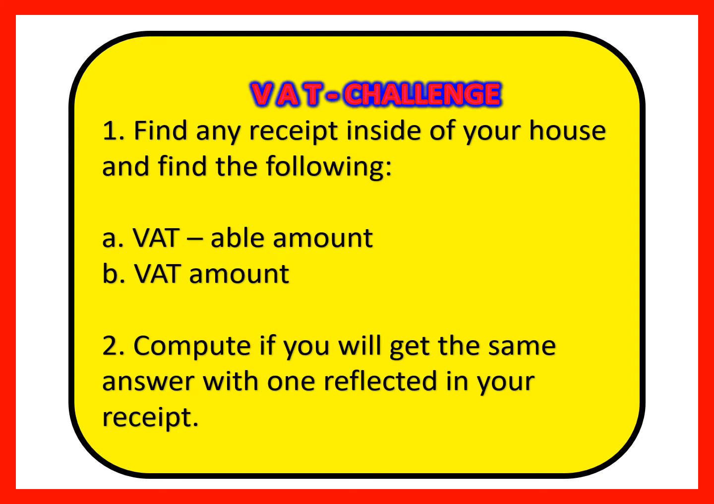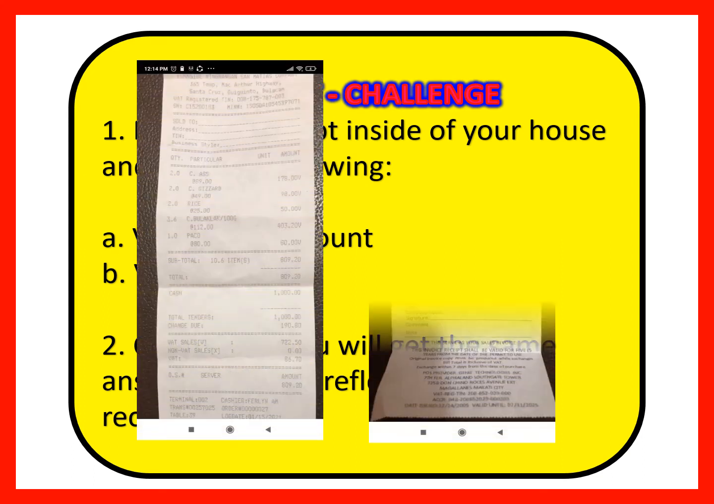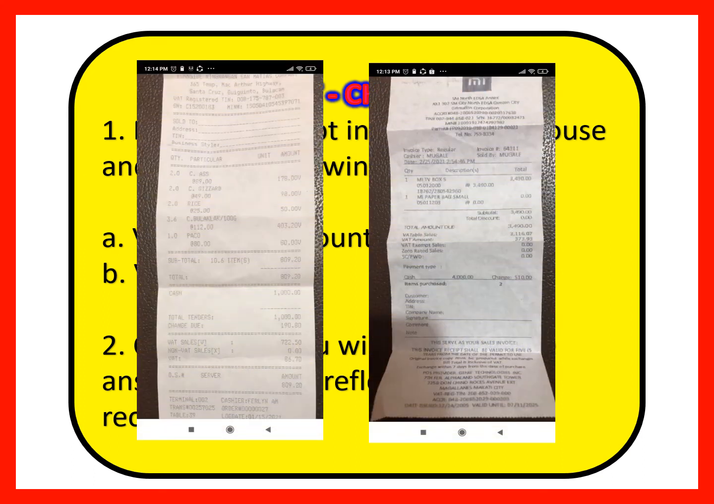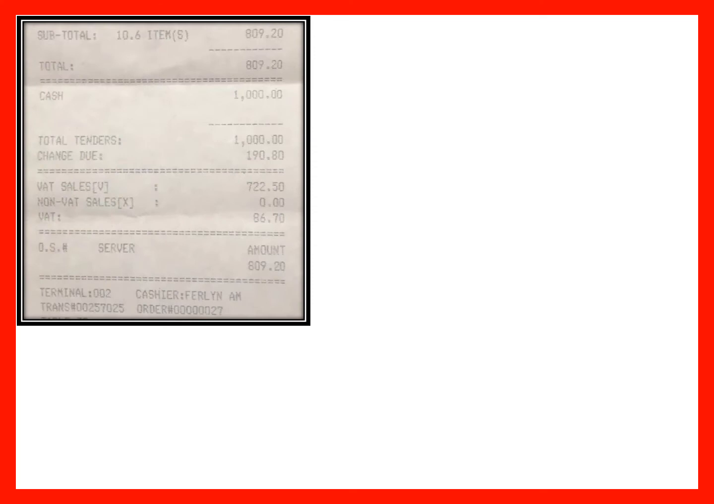And how we are going to compute, I will teach you later. By the way, I'm going to use these receipts from my sister. Okay? So, let us have the process of computing the VATs. This is the first receipt that I'm going to discuss. I have cropped it so that I could show you its details.